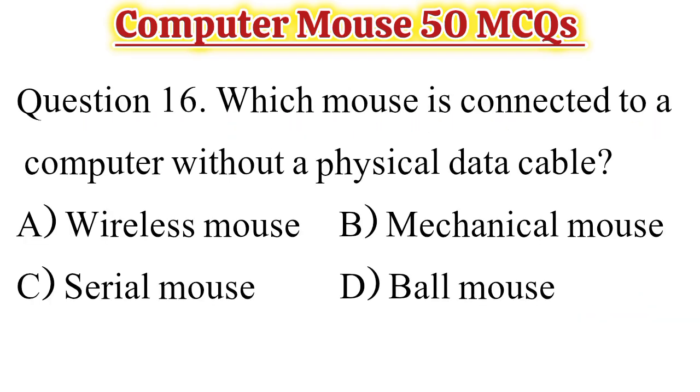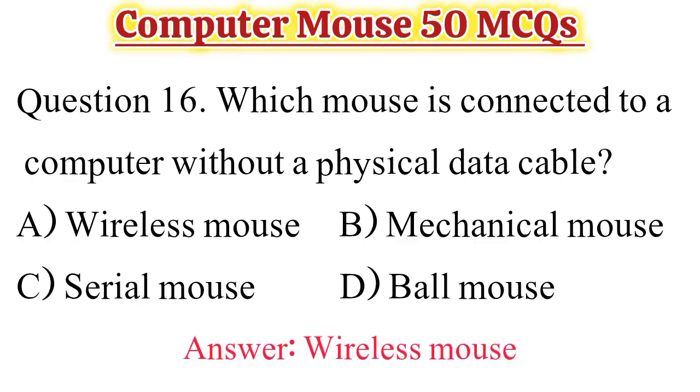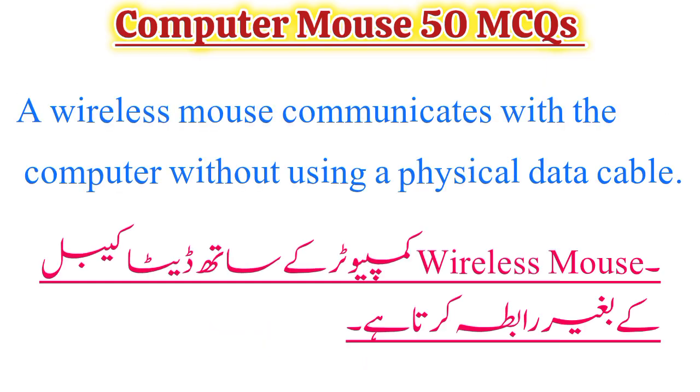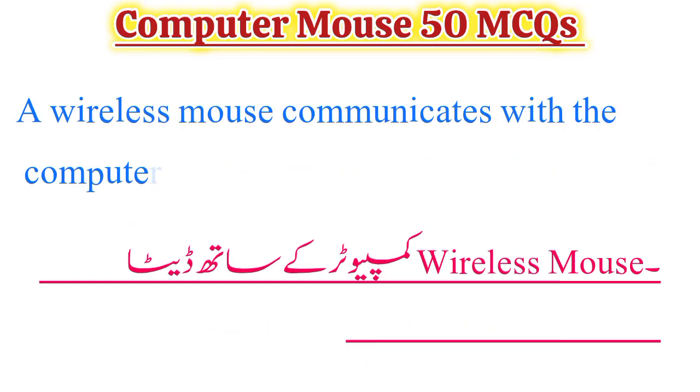16. Which mouse is connected to a computer without a physical data cable? A. Wireless mouse. B. Mechanical mouse. C. Serial mouse. D. Ball mouse. Answer: A. Wireless mouse. A wireless mouse communicates with the computer without using a physical data cable.